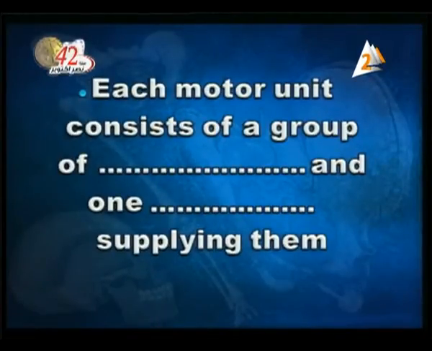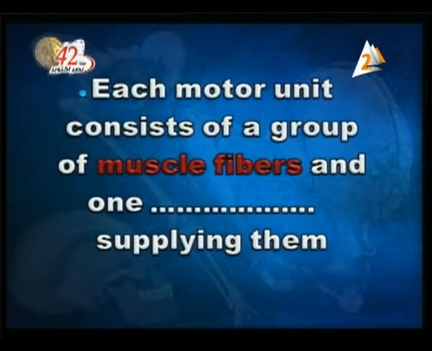Each motor unit consists of a group of space and 1 space supplying them. You are right. Each motor unit consists of a group of muscle fibers and one nerve fiber supplying them.